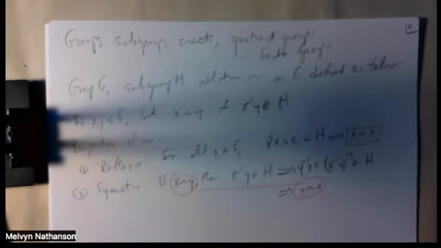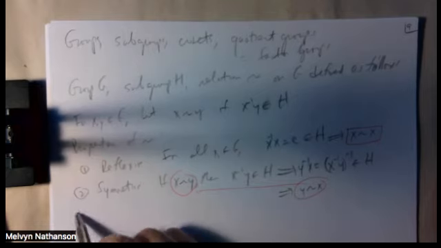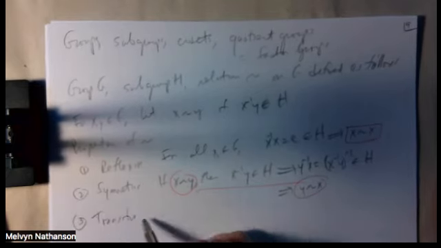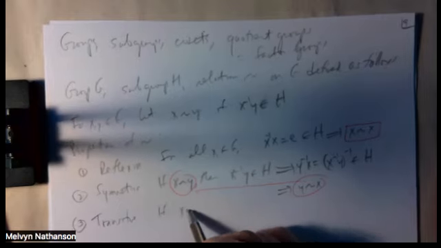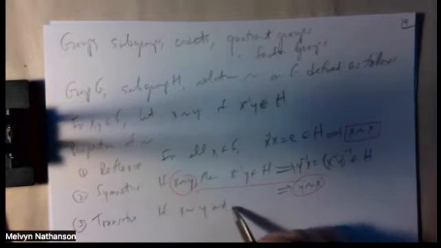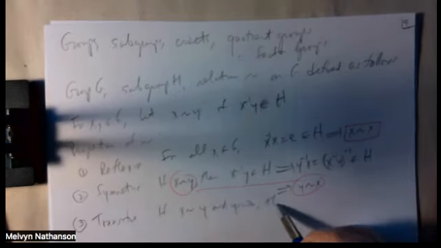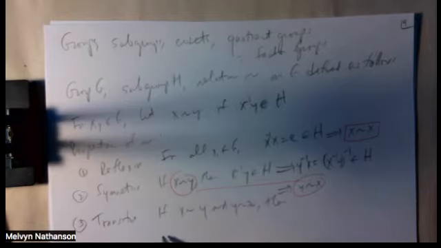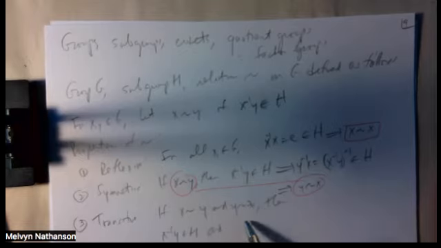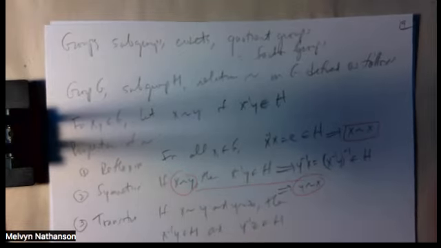And third, this relation is transitive. If X is related to Y and Y is related to Z, X inverse Y, X related to Y means X inverse Y is in H. Y related to Z means Y inverse Z is in H. And H is closed under multiplication.